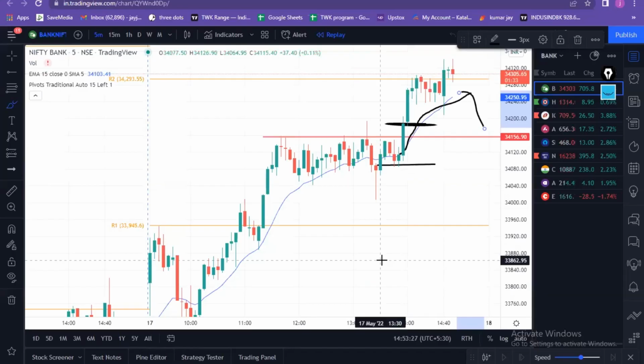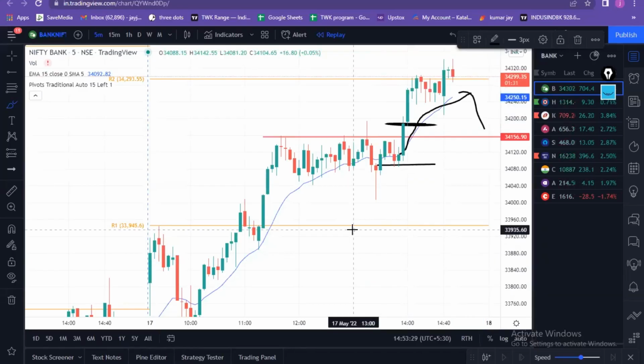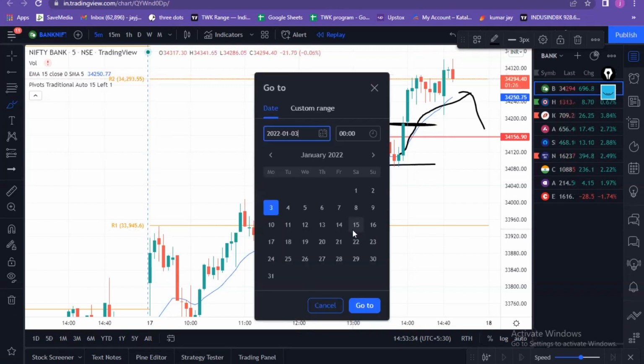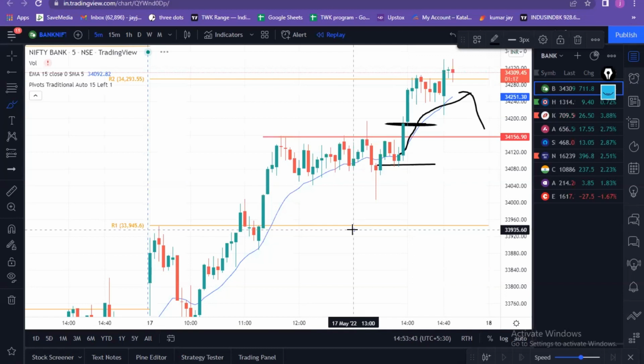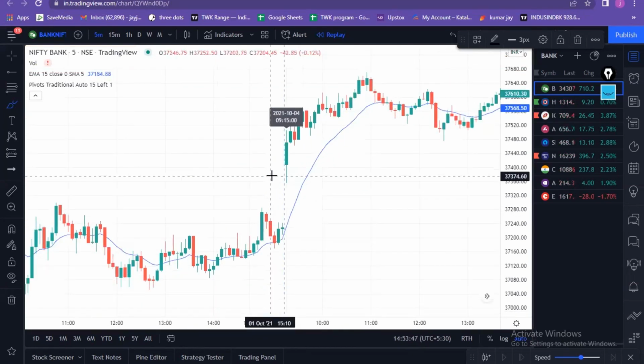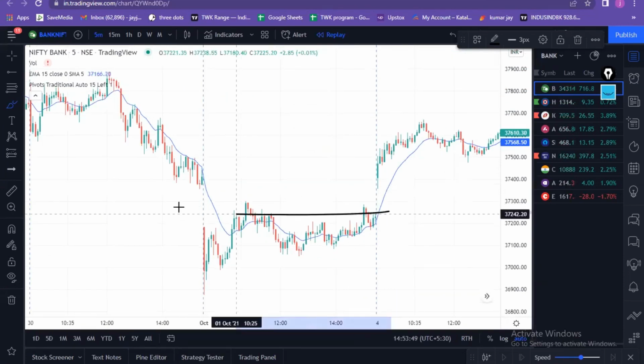Now, let me do one thing. Let me take you to the Nifty Bank chart in the month of October last year. I'll show you this one trade we got, where our capital just went boom. Let's say it's the 3rd of October over here. We're simply going to backtest this.